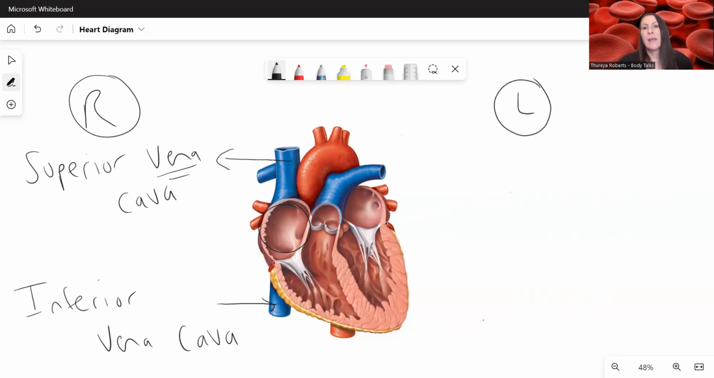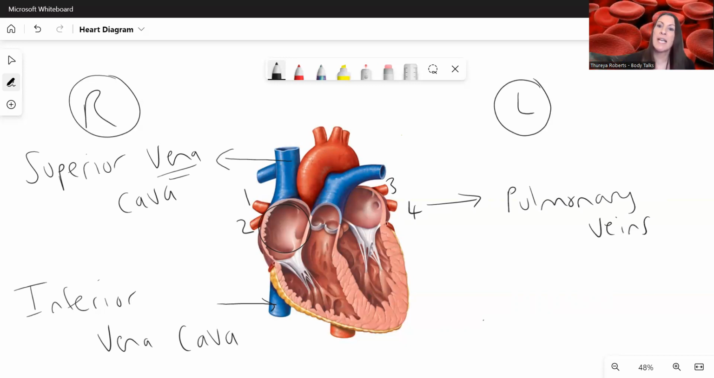Other vessels are the pulmonary veins. So we have 4. You might see some diagrams with only 2 pulmonary veins, and some diagrams only have 1. They try and simplify the heart diagram. But in real life, we have 4 pulmonary veins leading into the heart. So we've got 1 here, 2, 3, 4. So these are referred to as the pulmonary veins. Pulmonary, again, because they're coming back from the lungs.